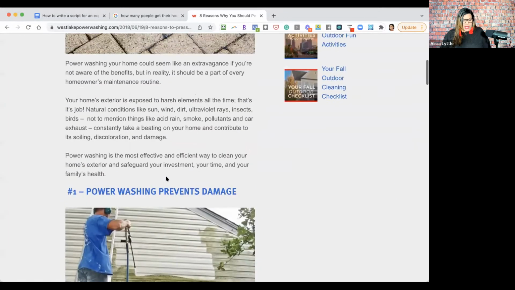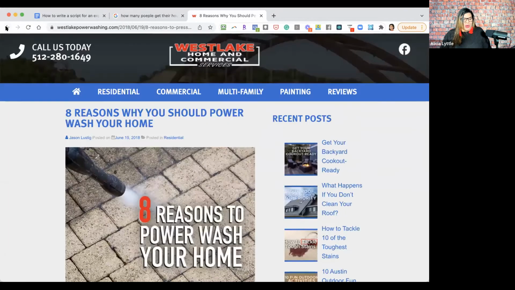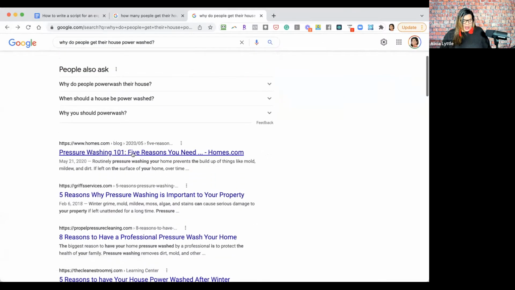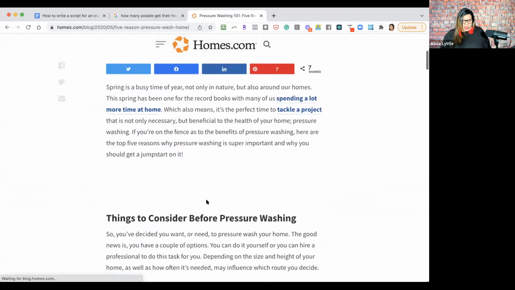So just this one article here really had all the reasons why somebody would want to get their house power washed. Usually I just do one more article and just see if I can see any more stats.